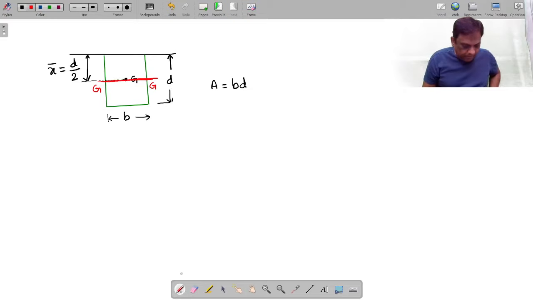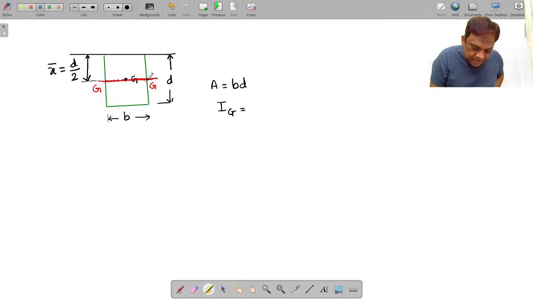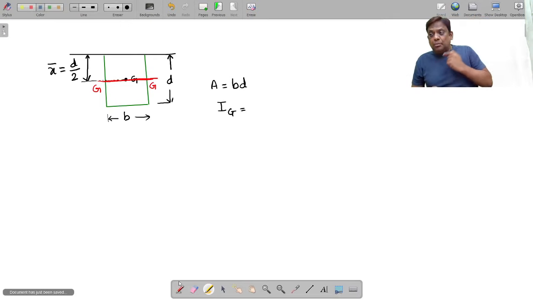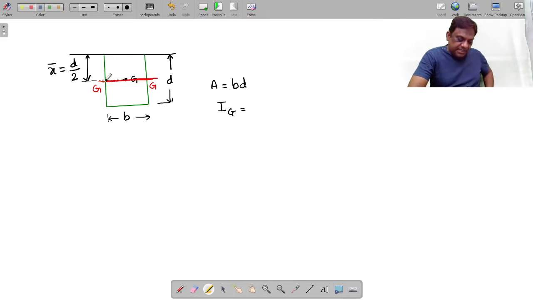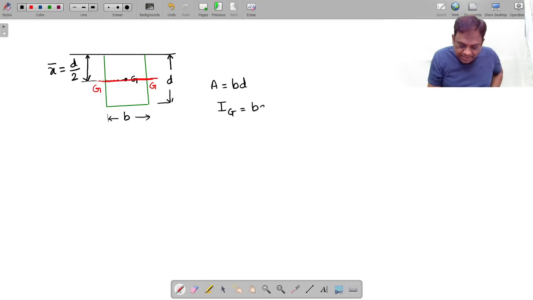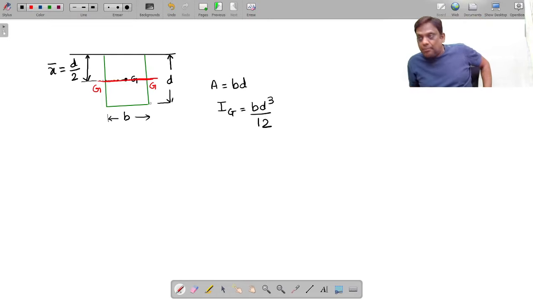Can you tell me the moment of inertia about this axis? It will be B d cube by 12. Already we have seen for a plane vertical surface, the moment of inertia about the centroidal axis which is parallel to this is B d cube by 12. This is B, and this is d cube by 12.